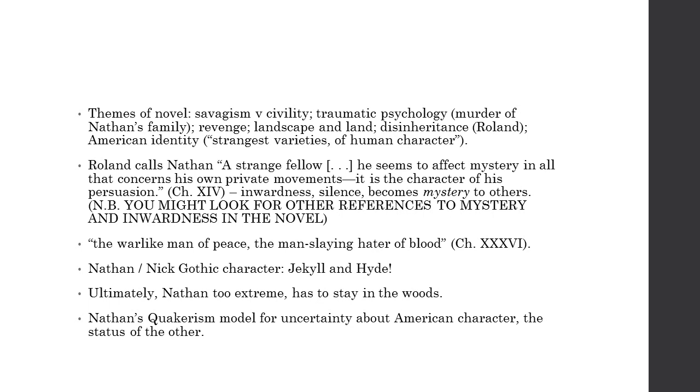Now, as a note here, you might want to look for other references to mystery and inwardness in the novel, because there are many. I've got a long list of quotations related to this theme, and this might be something that you might want to go back and look for as well. But the important thing here is, characteristics which might be specifically Quaker in Nathan become something deeply mysterious to other characters. And we get this contradiction, this doubleness, and doubles are an important part of the Gothic. In chapter 36, Nathan is a warlike man of peace, the man-slaying hater of blood. He embodies that contradiction.